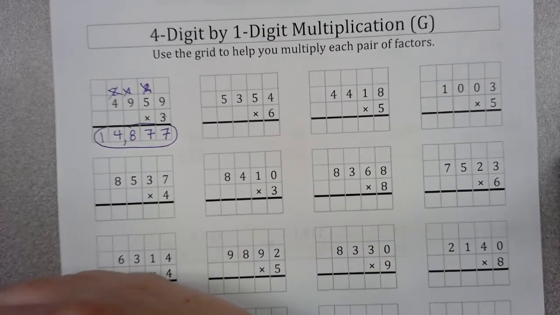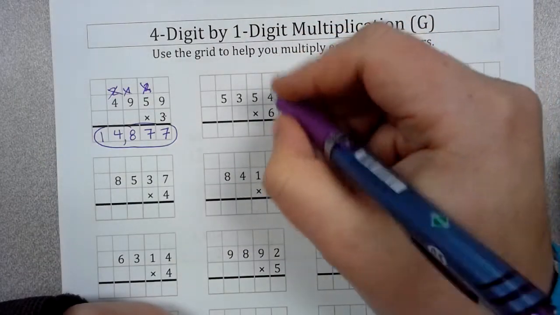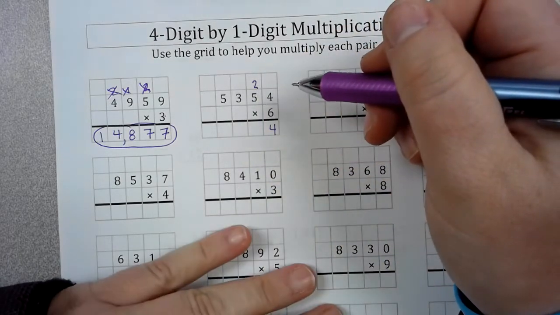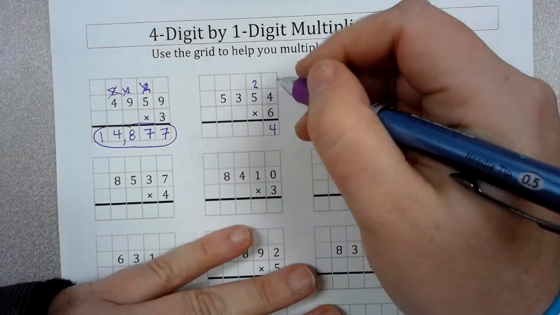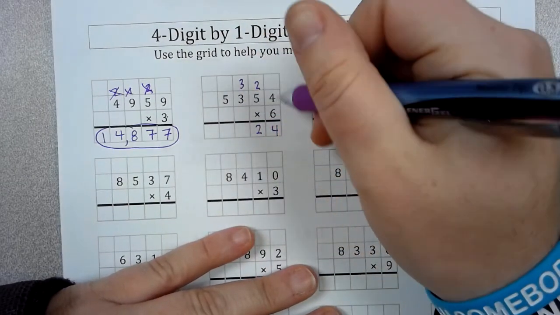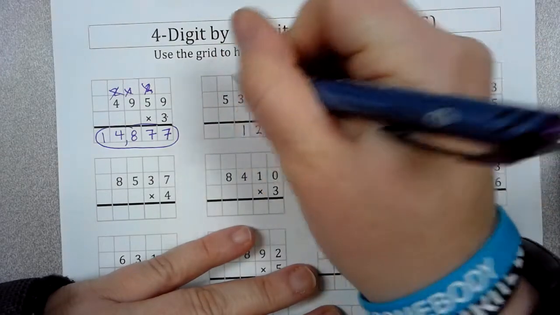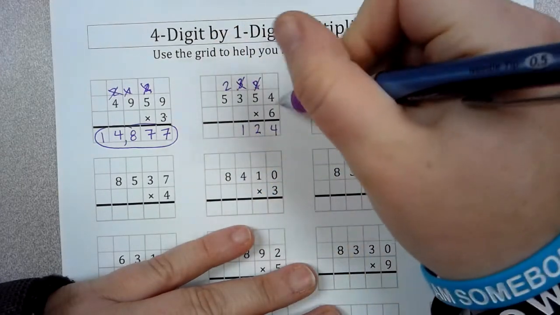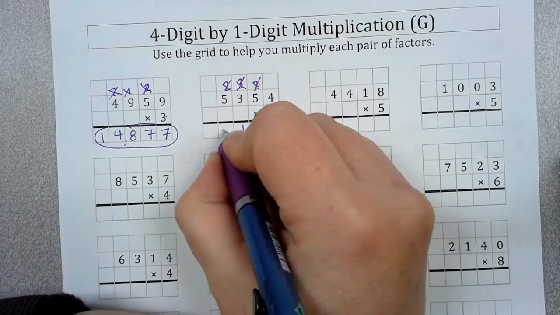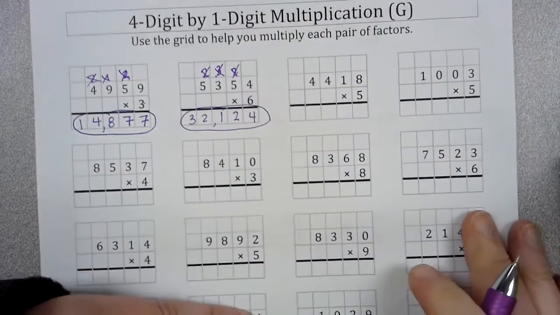So 5,354 times 6. Start off with my 6, and 6 times 4 is 24. 5 times 6 is 30, plus 2 is 32. Then I have 6 times 3 is 18. 18 plus 3 is 21. 6 times 5 is 30, plus 2 is 32.